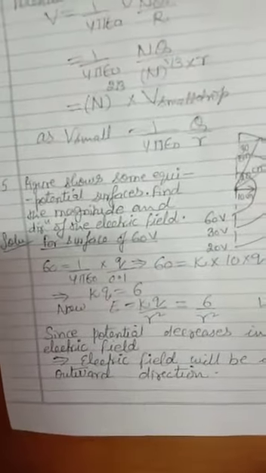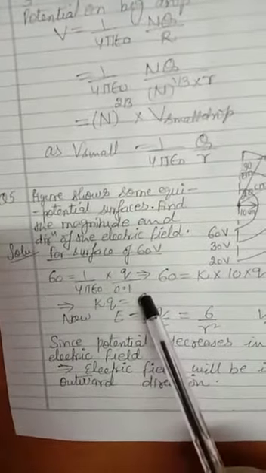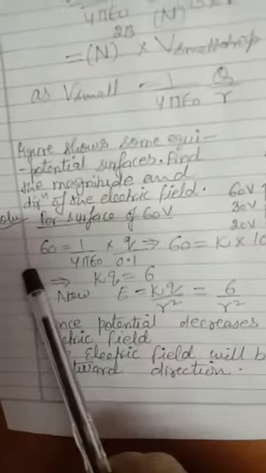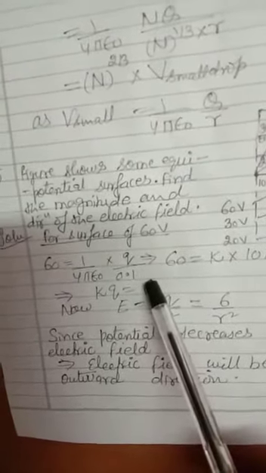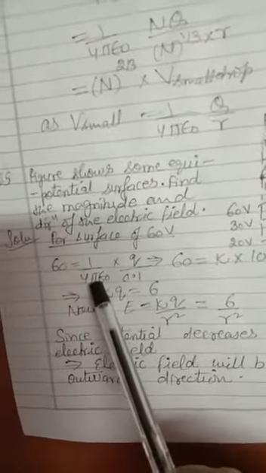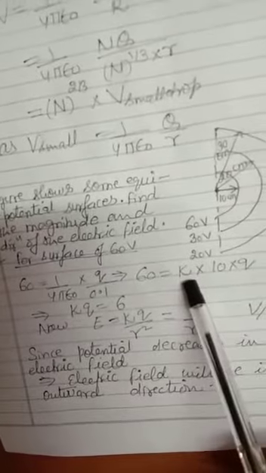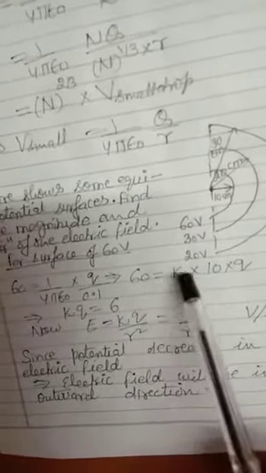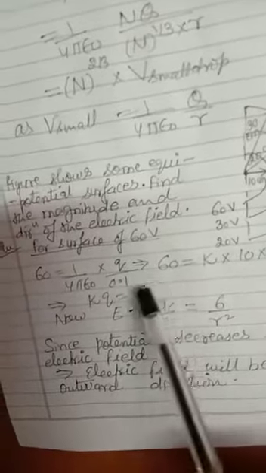We know the electric potential is given by 1/(4πε₀) × Q/R. So we get 60 = 1/(4πε₀) × Q/0.1, after converting the radius from centimeter to meter. Now 1/(4πε₀) is the electrostatic constant, so we represent it by K. Then we get 60 = K × 10 × q. So we can say K q is 6.